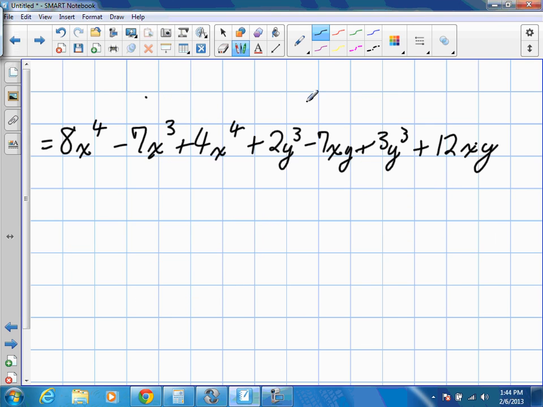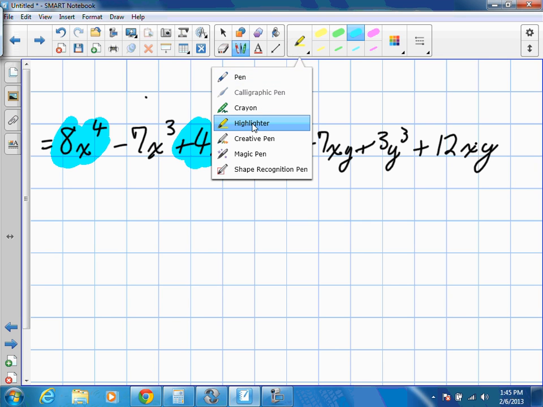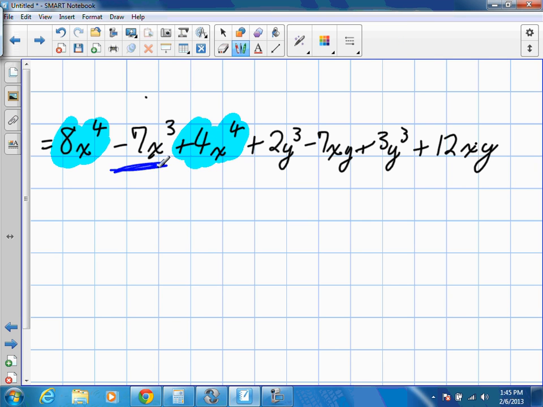Okay, number 11. We have a more difficult example. Again, we're going to look at the variables. They must be the same in order to be like terms. And their exponents must be the same. So the very first one, 8x to the power of 4. What would be a like term to that? Positive 4x to the power of 4. Good. Our next one, negative 7x to the power of 3. Any like terms?